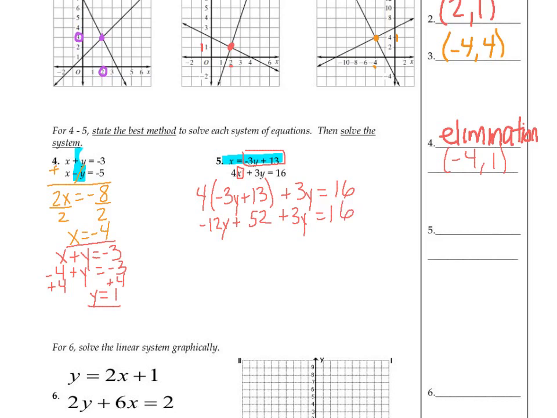So now we can combine like terms on the left side of the equals sign. So when we do that, we have negative 12y plus 3y, which gives us a negative 9y. And we can bring down the rest. So plus 52 equals 16.